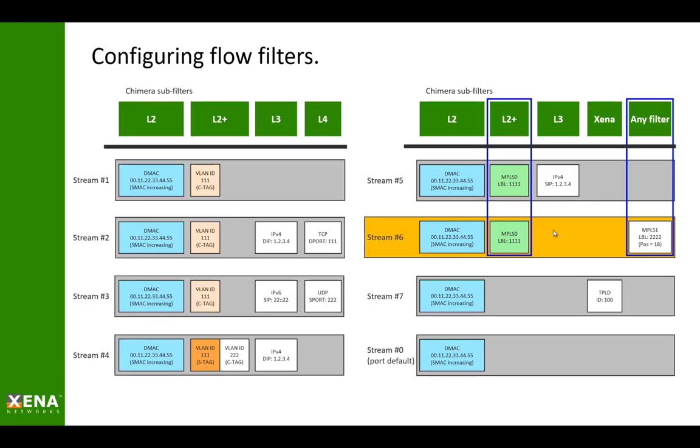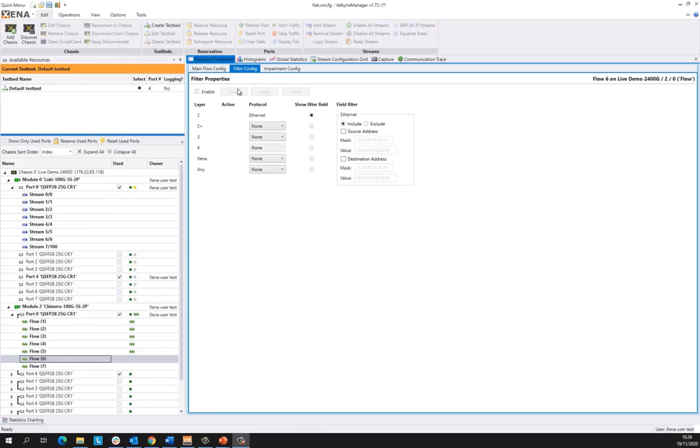Stream number 6 has 2 MPLS labels. The L2 plus subfilter only supports a single label, so we will use this to match the outer label. Chimera supports a very flexible any filter, which allows you to map 6 consecutive bytes at a configurable offset. We will use the any filter to match the 20 bits of the label value in the inner MPLS label at position 18. Inside the filter configuration of flow number 6, I'll configure the L2 plus subfilter to match the outer MPLS label. Then I will use the Any filter at byte offset 18 to match the inner MPLS label.